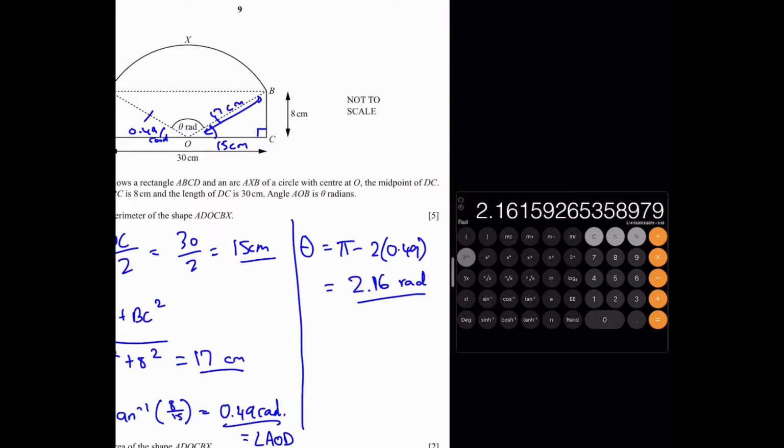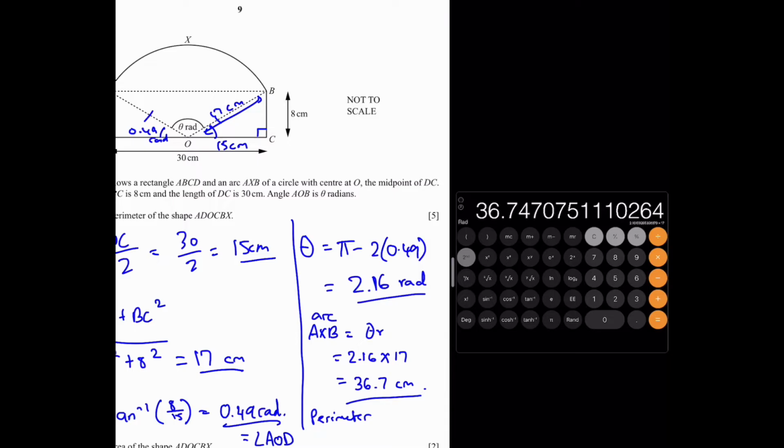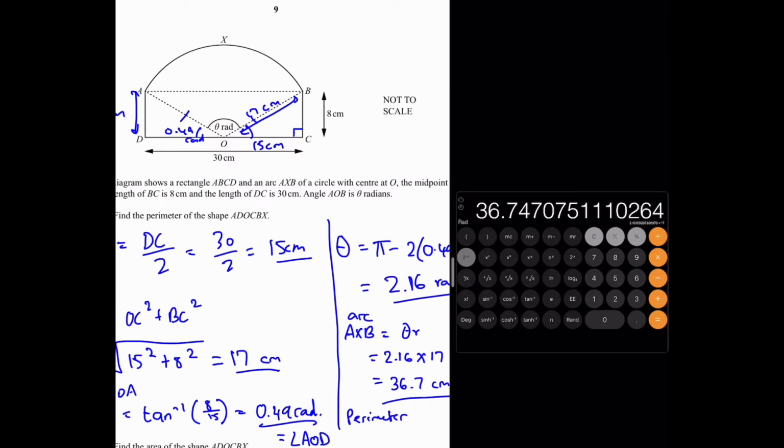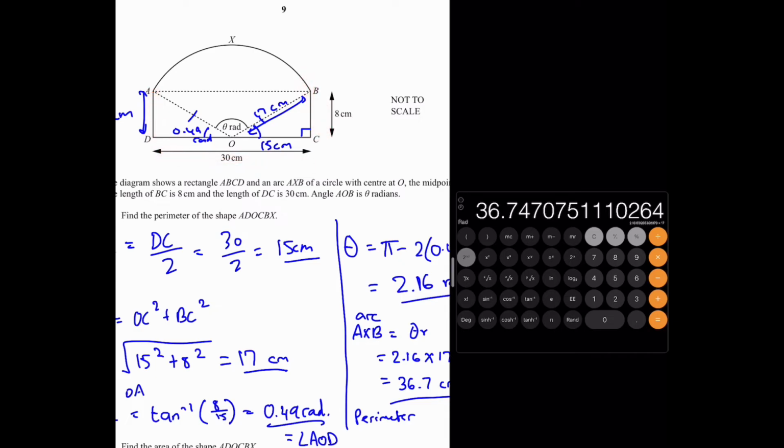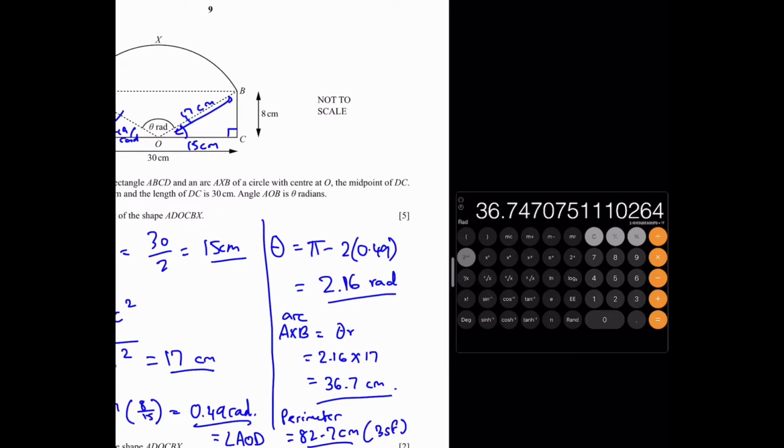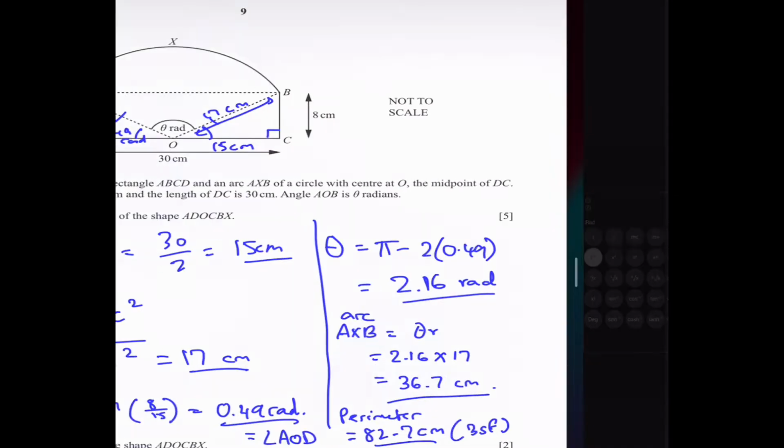Well, now we can find the arc length. So the arc AXB length is going to be theta r, which is 2.16 times r, which is 17. And we just multiply this by 17 here to get 36.7 centimeters. Now we can find the whole perimeter. So the perimeter is going to be 36.7 plus 8 here, plus 8 here, plus 30. And when we do that, we get 82.7 centimeters, 3 significant figures. That's our answer. Let's go to part B.